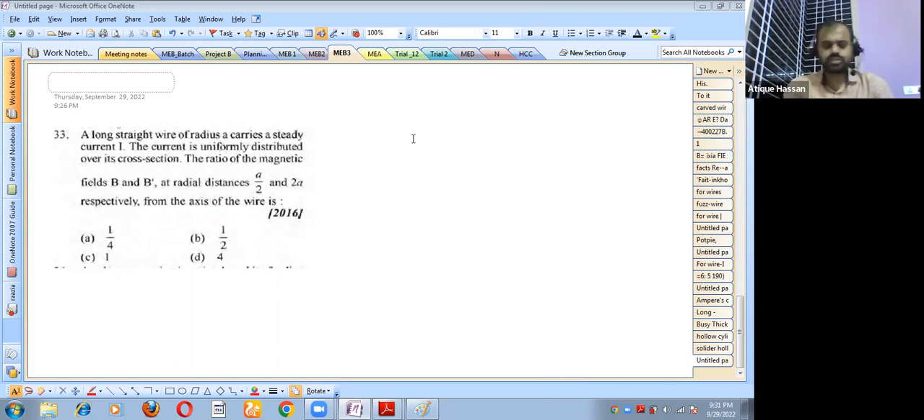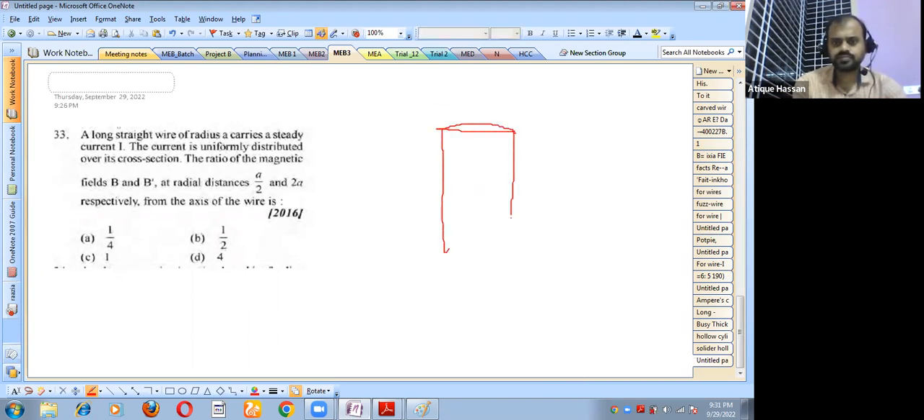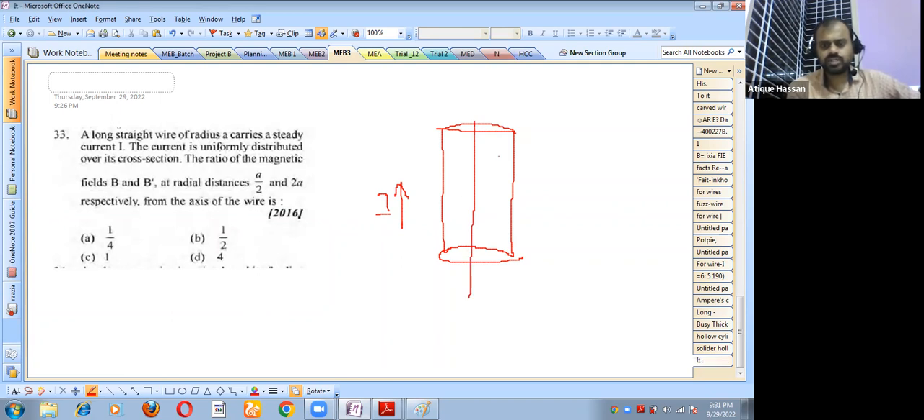Let us understand the question first. It says a long straight wire of radius a carries a steady current I. Suppose we have a conducting wire like this. It's a thick wire and the current through the wire is I. The current is uniformly distributed over its cross section. Now we have to find the ratio of the magnetic fields B and B dash at radial distances a by 2 and 2a.